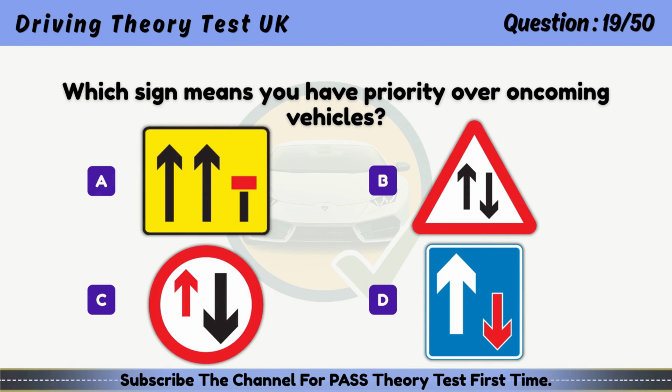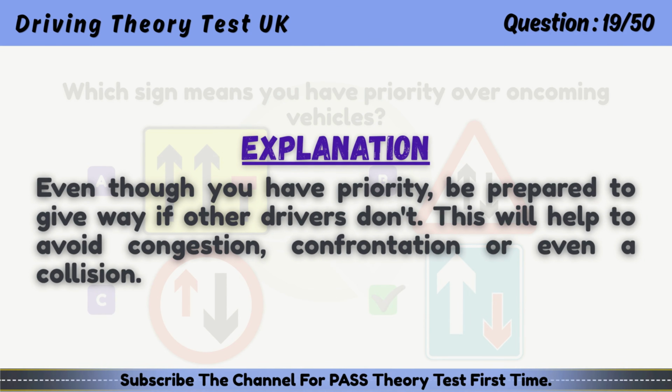Question 19. Which sign means you have priority over oncoming vehicles? Answer is D. Even though you have priority, be prepared to give way if other drivers don't. This will help to avoid congestion, confrontation, or even a collision.